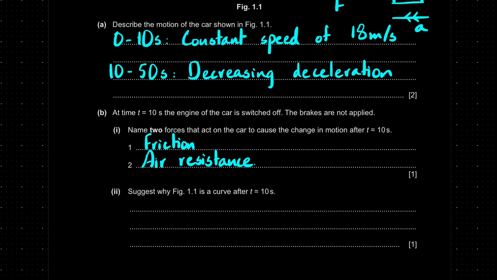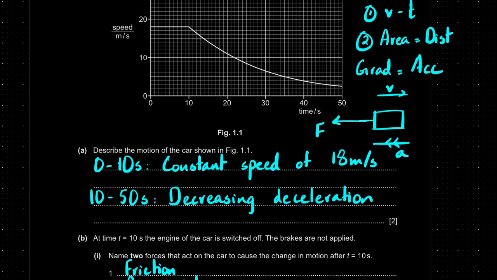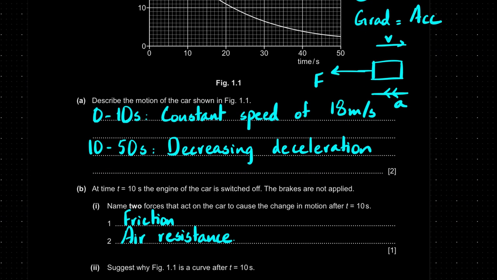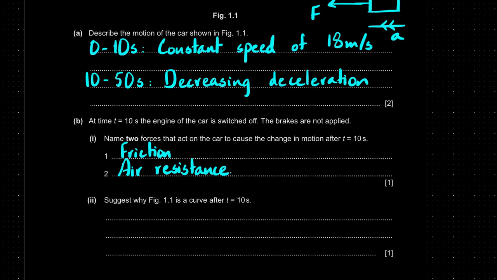The next part then asks us, suggest why 1.1 is a curve. So why is this not a straight line? Why does it not constantly decelerate? And the answer to that has to do with these factors if you think about this. So you know that friction is usually a constant value. That's what you know for now. But air resistance, you know, changes with speed. And as you can see here, the speed was decreasing. So with the speed decreasing, the air resistance would also decrease. So there's a changing resultant force here, which is also causing a changing acceleration.